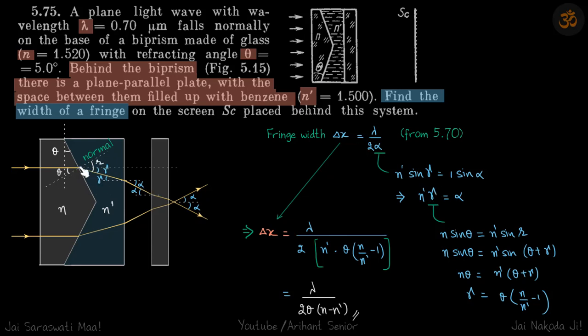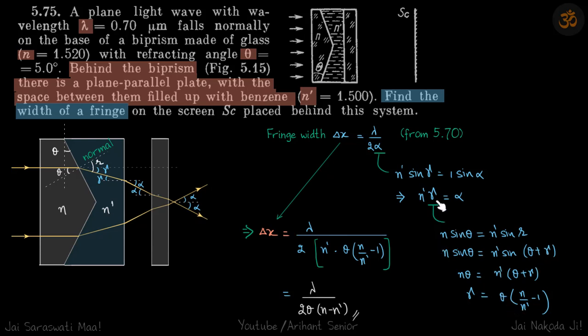So again, we'll talk about this interface. Gamma is r minus theta, right? Gamma is r minus theta. So to find r and theta, only theta is given to us, r is not given. So we'll try to find gamma in terms of theta. On the surface, n sine theta is equal to n dash sine r, which r we can write as theta plus gamma, because gamma is r minus theta. So from here we'll get the value of gamma.